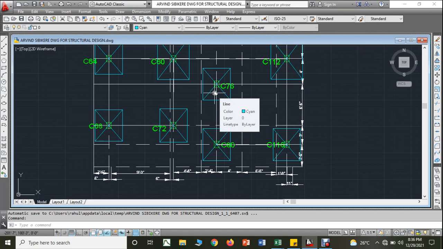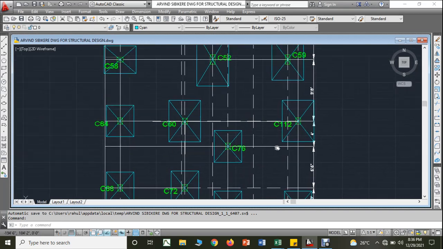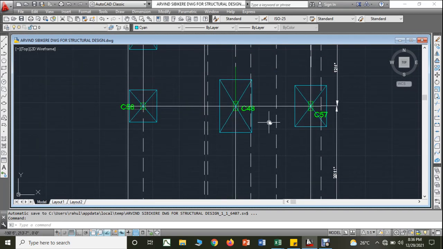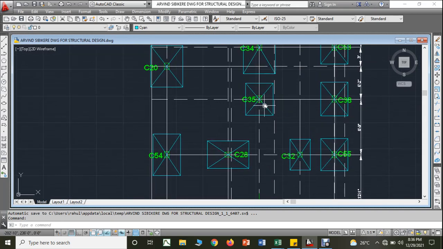Therefore, whatever dimensions we obtain, the longer dimension as well as the shorter dimension, they are sufficient. If there is any fouling of the footings, then we cannot go with the design. We have to modify the design. We have to go to combined footings or other types of footings. But here, since there is no fouling of the footings, we can go forward with the next procedure.